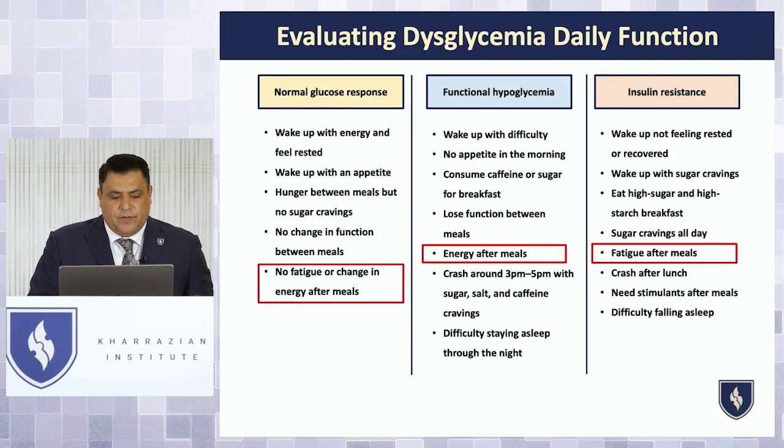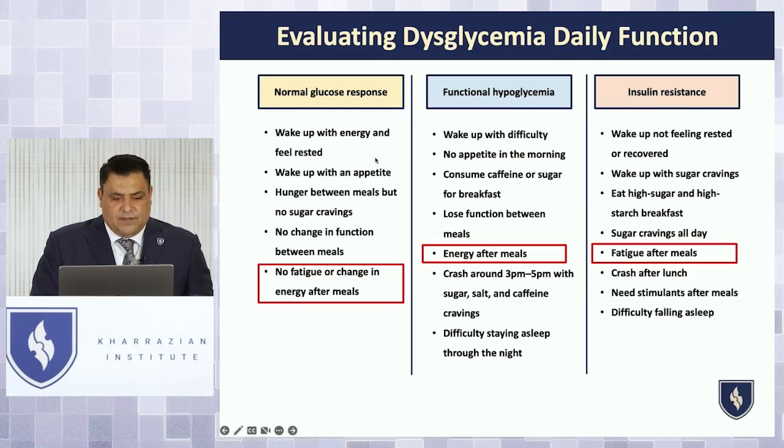And this is a diagram that we've used through several different Kharrazian courses. But it's really important to understand what a person's blood sugar stability symptoms are throughout the day. So the best question to clinically ask is, how do you feel after you eat? This is a common question we ask. And the ideal response is no fatigue or change of energy after meals. That's normal. If a person feels energy after meals, you suspect hypoglycemia. If they get tired after meals, you suspect insulin resistance.